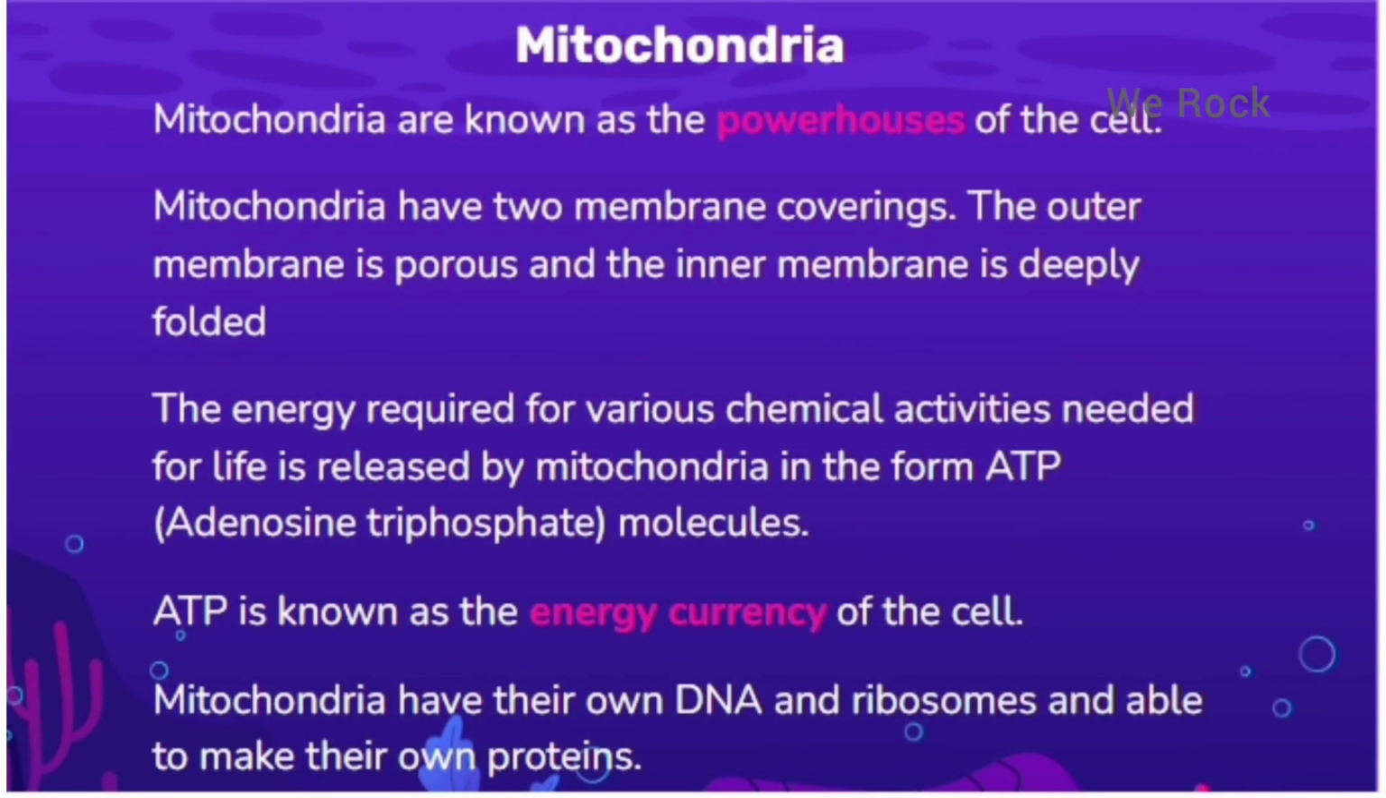Mitochondria. Mitochondria are known as the powerhouse of the cell. Mitochondria have two membrane coverings. The outer membrane is porous and the inner membrane is deeply folded. The energy required for various chemical activities needed for life is released by mitochondria in the form of ATP molecules. ATP is known as the energy currency of the cell. Mitochondria have their own DNA and ribosomes and are able to make their own proteins.